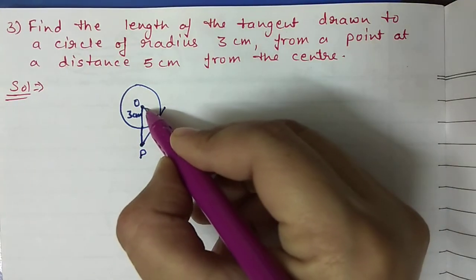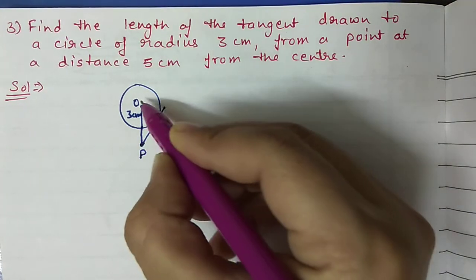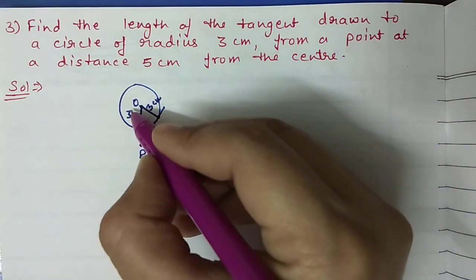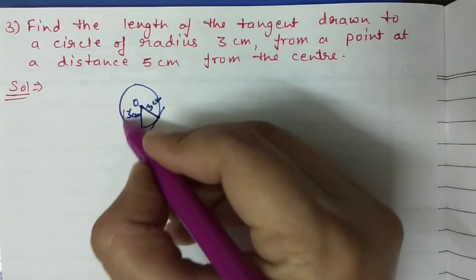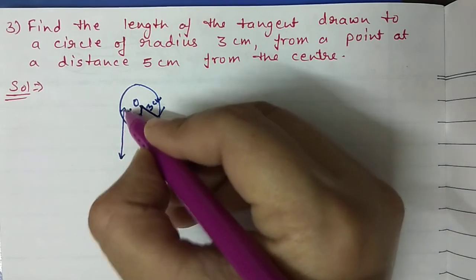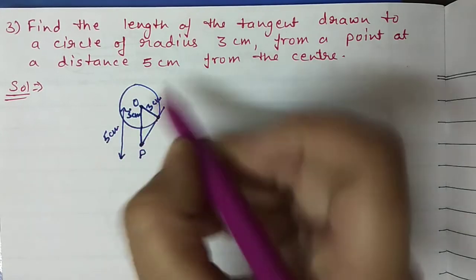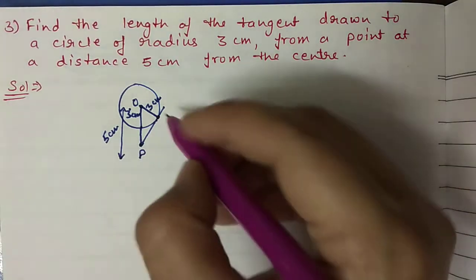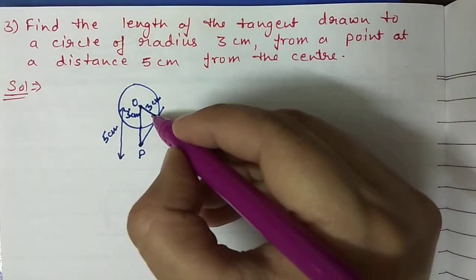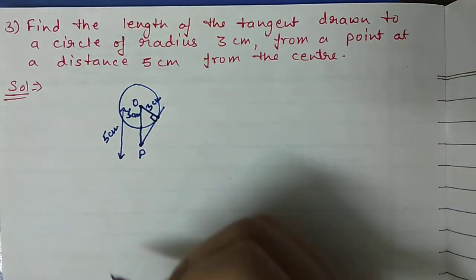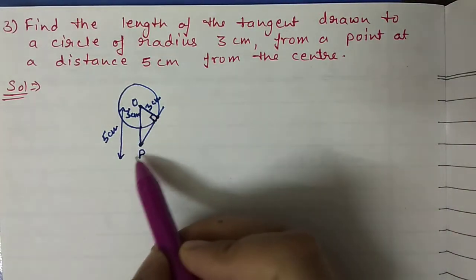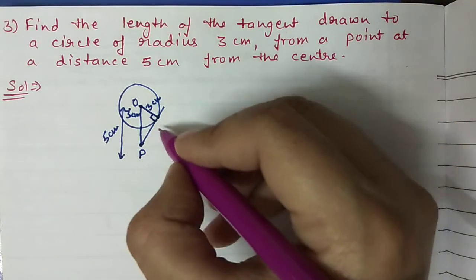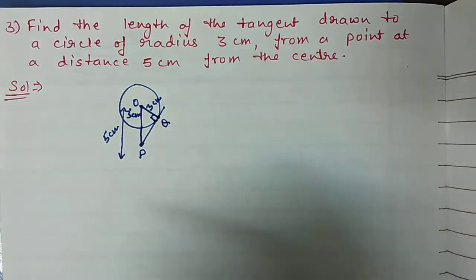From the center to there, this is also a radius. From here to here this will be the radius, so this will be 3 centimeter, and the total from O to P will be 5 centimeter, because it is given in the question: a point at a distance of 5 centimeter. And always remember the angle between tangent and radius is 90 degree. So this triangle is a right angle triangle. We can give here some name, PQ.